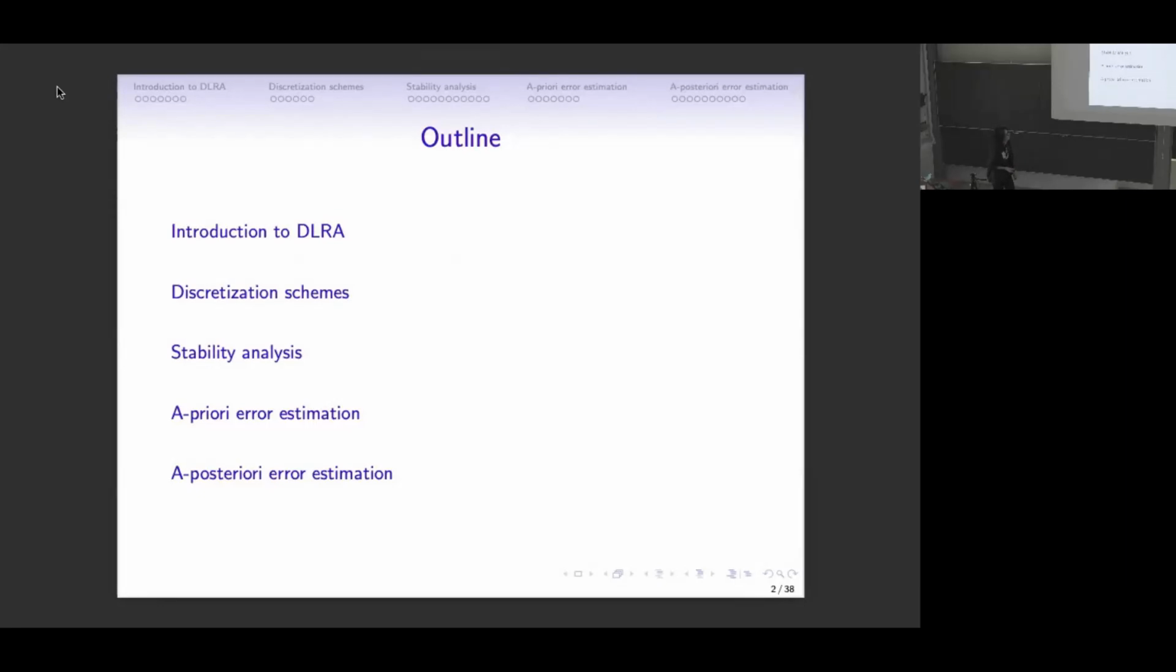This will be the outline of this talk. It's a talk on dynamical low rank approximation. We have seen a nice talk on this topic already yesterday, so this will be a bit more from a discretization perspective. I will introduce the method again, and I will propose some new discretization schemes. Then I will talk about three main properties for these particular schemes, which include stability analysis, a priori error estimation, and a posteriori error estimation.